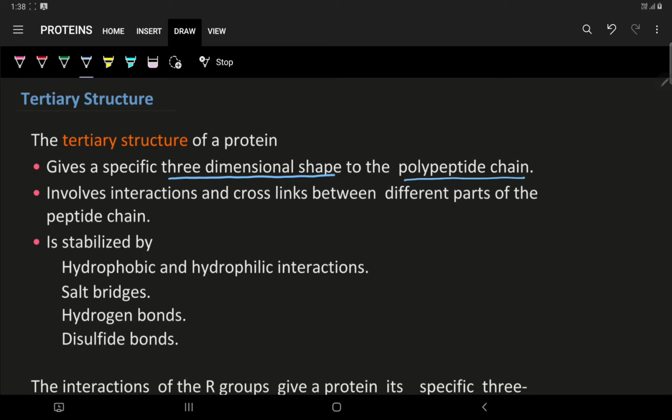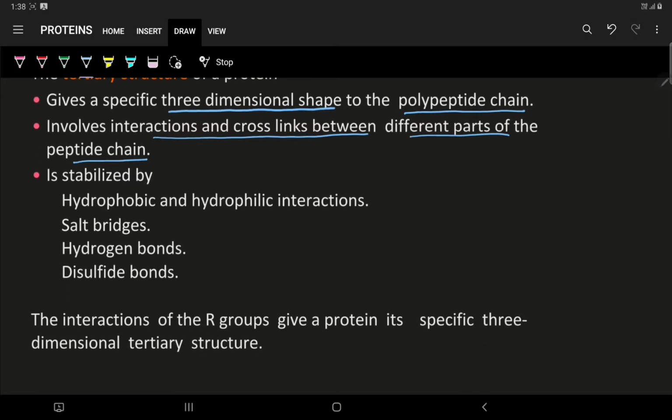How the three-dimensional structure of the polypeptide chain exists, this tells us about the various intramolecular forces of interaction that give rise to the twisting in this polypeptide chain. It involves the interactions and cross links between the different parts of the peptide chain. It is stabilized by number 1, hydrophobic and hydrophilic interactions, then comes the salt bridges, then the hydrogen bondings, and at last the disulfide linkages. So these are the various types of linkages.